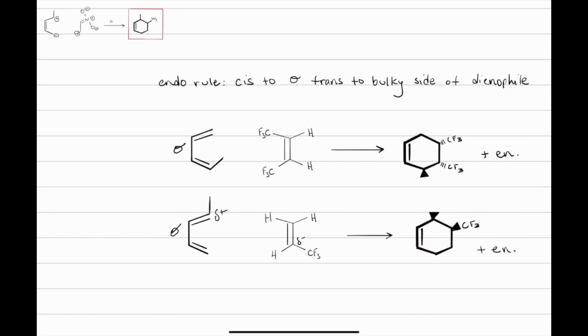As I mentioned, this is the endo rule for the endo products of Diels Alder. There's also the exo rule, which would correspond to cis to sigma, cis to bulky, and trans to sigma, trans to bulky. However, the majority of the time, the endo product is the favored product.